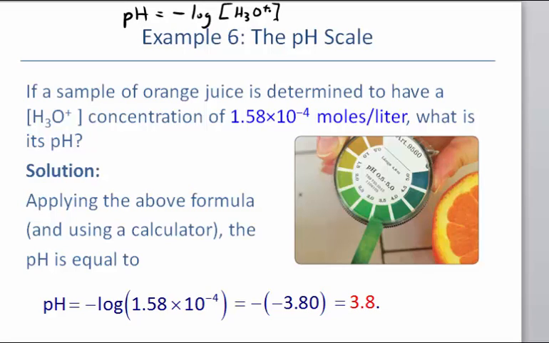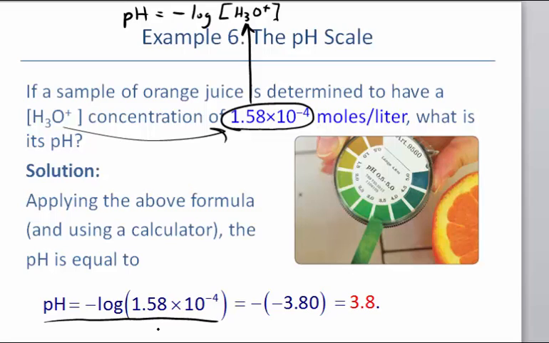What they have basically done is take this 1.58 times 10 to the negative 4. They're telling me that that's the H sub 3 O concentration. So we're going to take that 1.58 times 10 to the negative 4 and plug it into the formula right here. That's what we're seeing down here, that they've plugged that value in. Then we're going to plug it into our calculator: negative log of 1.58 times 10 to the negative 4.